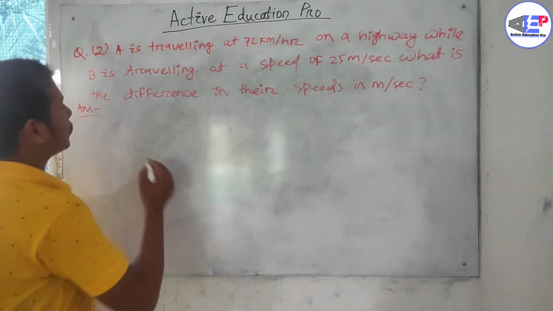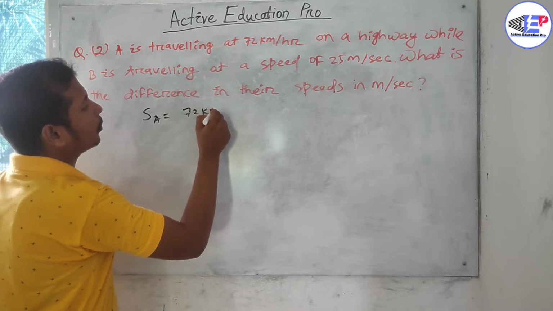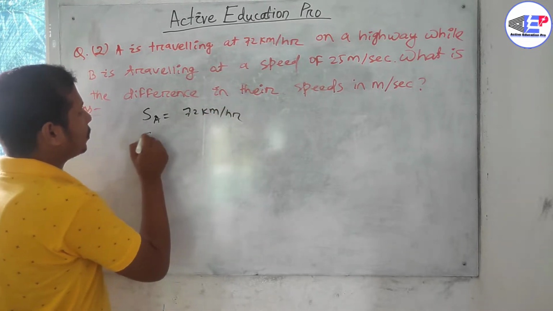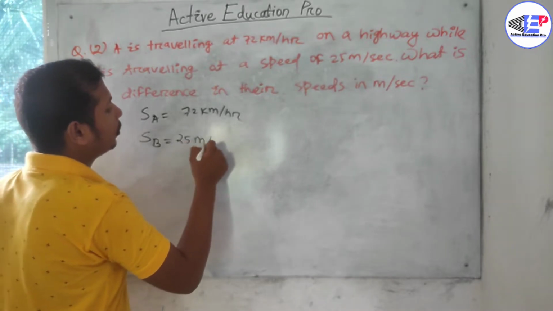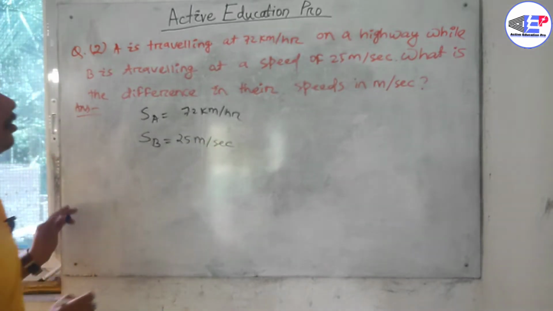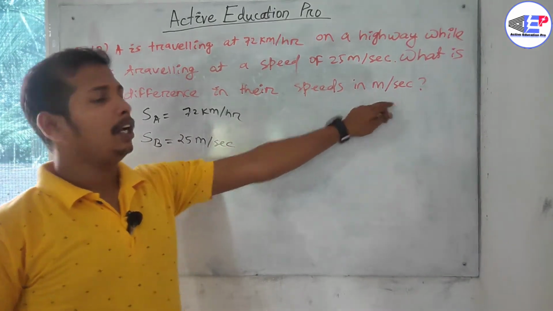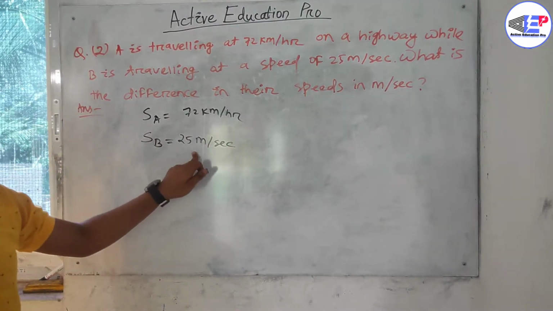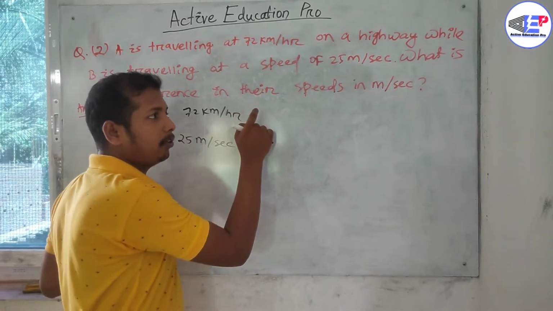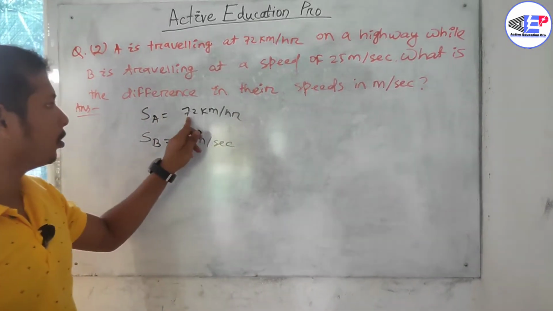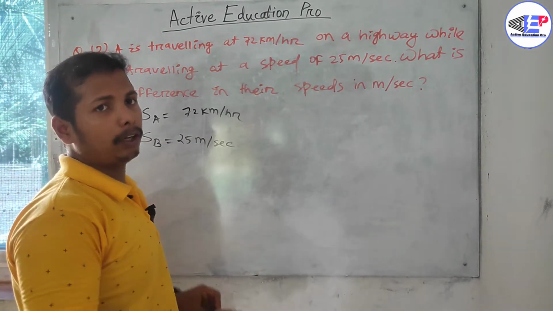Given that the speed of A is 72 km per hour and speed of B is 25 meter per second. We have to find the difference between the speed of A and speed of B in meter per second. Here the speed of B is given in meter per second unit, but the speed of A is not given in meter per second unit. So we have to convert the speed of kilometer per hour unit to meter per second unit.